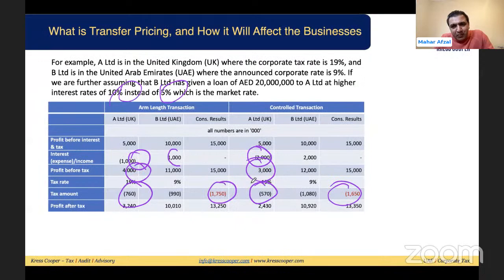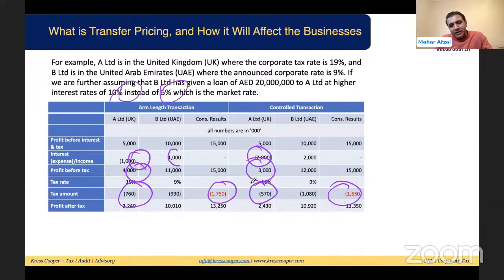If we look at the group level, the overall group has saved tax by controlling this transaction. What was the reason for the control? Basically, the UAE entity has helped the UK entity to reduce its taxable profits. Once their taxable profits have come down, ultimately their tax amount has come down.